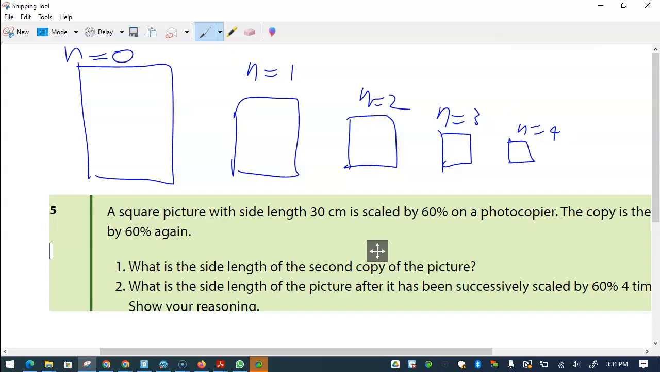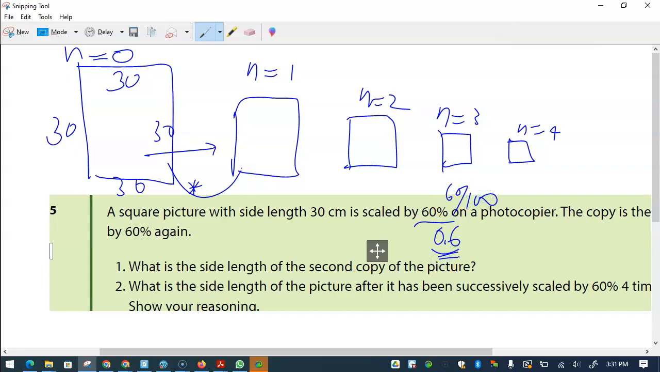You're given 30 centimeters as the side length of the square, and then it is scaled. That means you're multiplying by b. b is 60%, which means 0.6, because 60 divided by 100. This is the decay factor. Because 0.6 is less than 1, it means the copy shrinks by scale factor 0.6. If you multiply, you get 18. You can check that with your calculator.